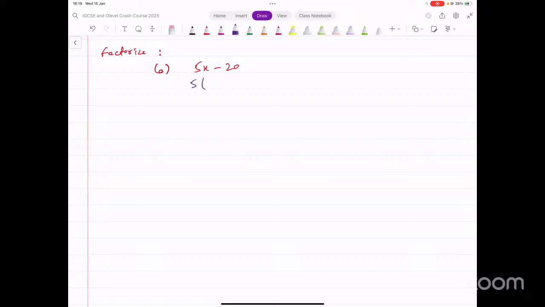If we take 5 common, what are we left with inside? From 5x, we're left with x. 5 outside. From 20, we're left with 4. And we have this form, 5 times (x minus 4). This is factorized form, okay?